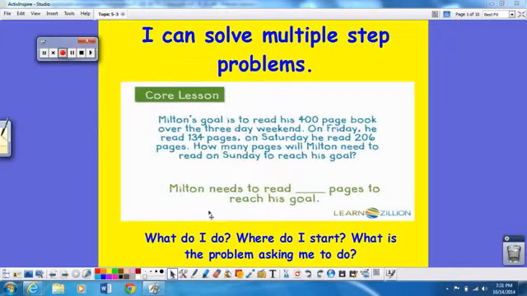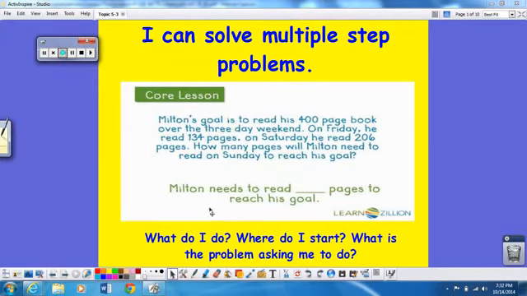Milton's goal is to read his 400-page book over the 3-day weekend. On Friday, he read 134 pages. On Saturday, he read 206 pages. How many pages will Milton need to read on Sunday to reach his goal?